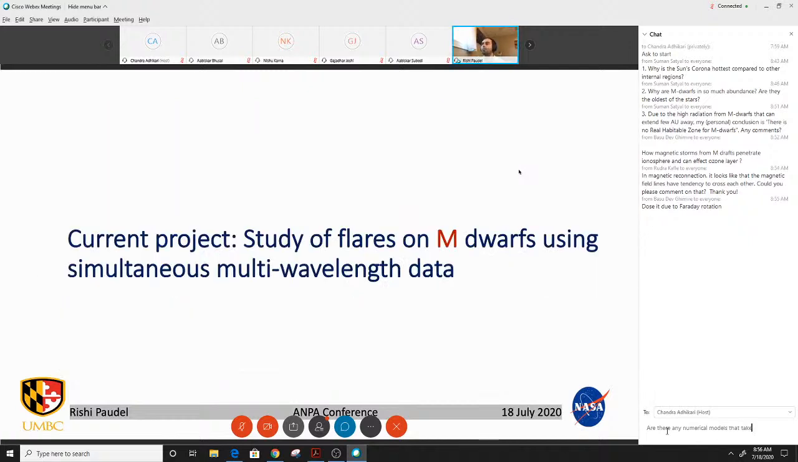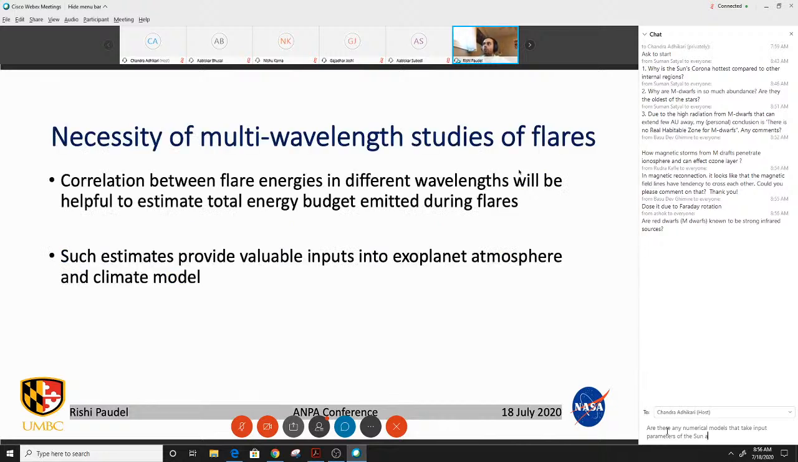Now I want to give you an update of the current project. I'm using different facilities to study the flares in various wavelengths. It's very important to study the flares in different wavelengths because I mentioned that flare energies are emitted in various wavelengths. So it's important to understand the correlation between flare energies in different wavelengths to estimate the total energy budget emitted during flares. Such an estimate will provide valuable inputs into exoplanet atmosphere and climate models.